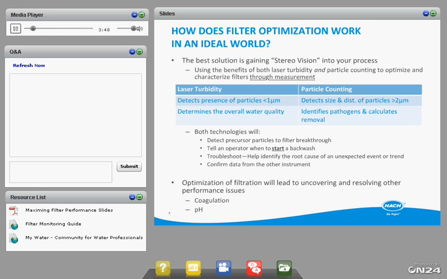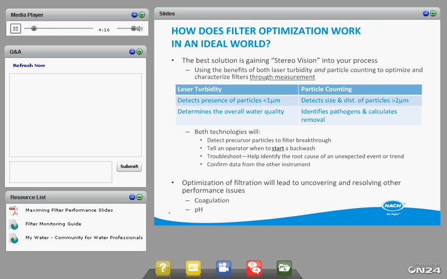So the best solution in this ideal world is gaining a stereo vision into your process. And what we mean by a stereo vision is by having two lenses so that you get the depth of what's happening in your process. This means using both a laser turbidimeter and a particle counter to characterize your filters through measurement. Now, it's no secret with Hach Company we'll be talking about measurement, but that measurement is going to be key as we go forward. Laser turbidity and particle counting measure different things.